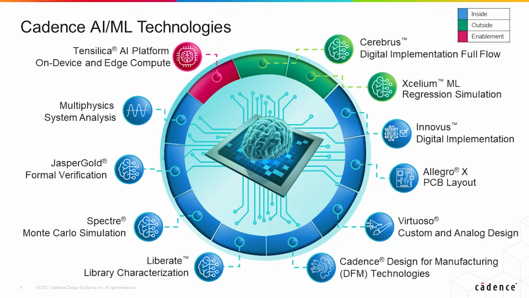JasperGold. Formal proofs are attacked with multiple algorithms which are applied heuristically. ML can help improve the time to results and increase the number of successfully concluded proofs.